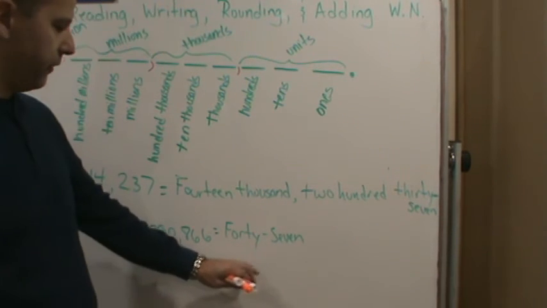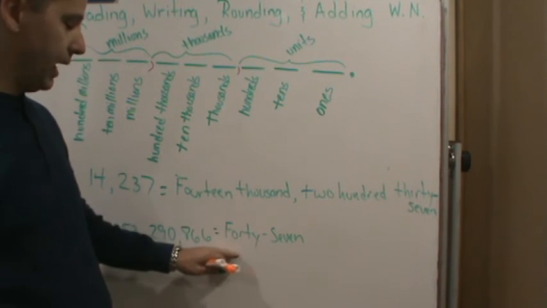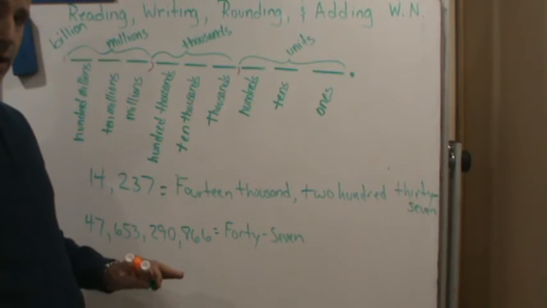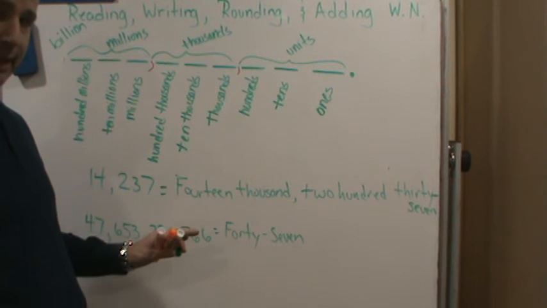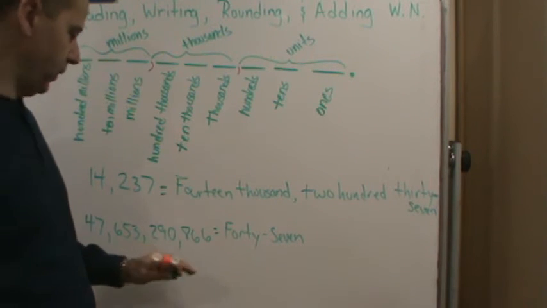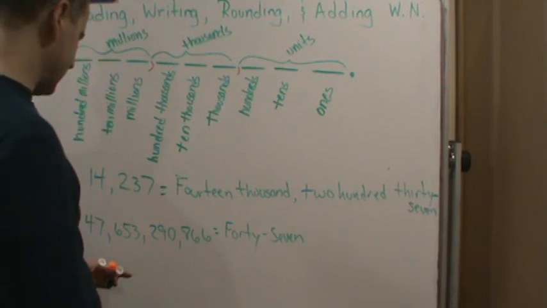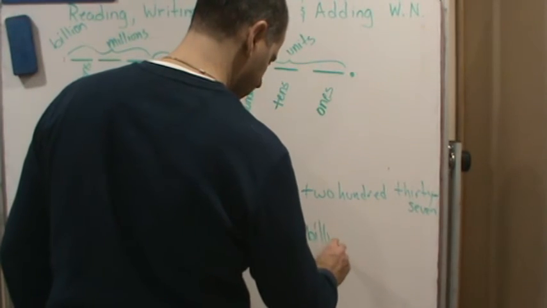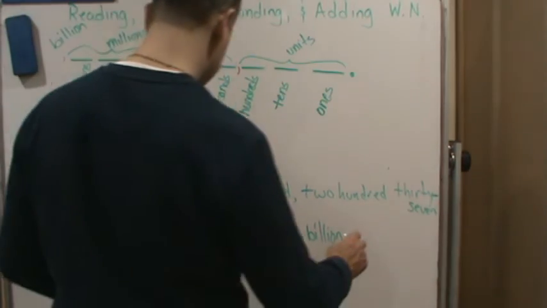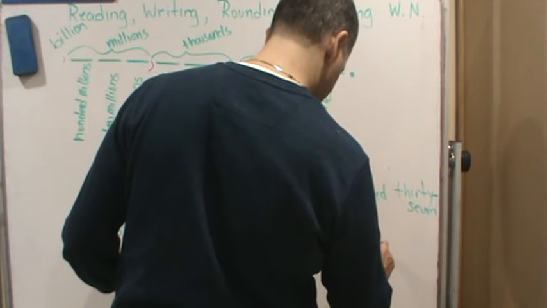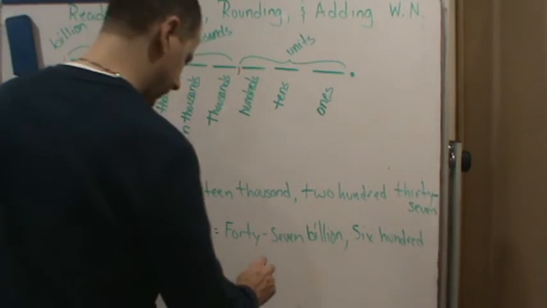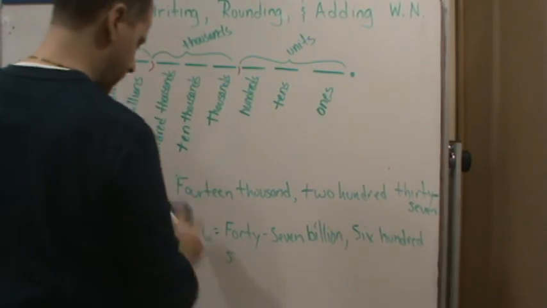And by the way, any numbers above 30 are hyphenated. The only 2-digit numbers that are not hyphenated are the teens, from 11 to 19, and then 21 to 29 are not hyphenated. But the rest of these numbers are hyphenated. So 47 billion, comma, right? And then we write 653 million.